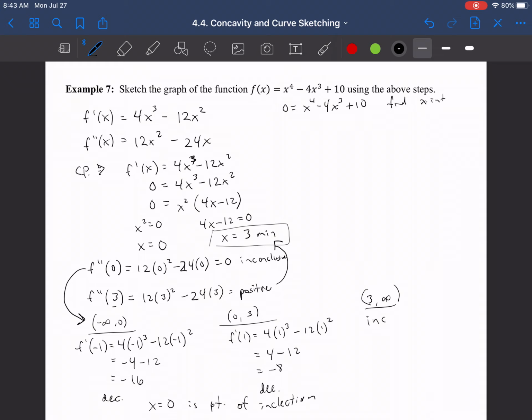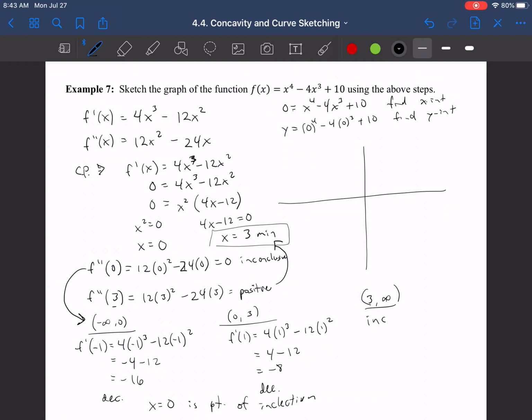You can also then go through and find where y is when x is 0. So this would be 0 to the 4th minus 4 times 0 to the 3rd plus 10. So obviously that's just going to be a 10, so that one's pretty easy for a y-intercept. But anyway, you're going to find these points and you're going to go do it. I'm going to sketch it a little lighter here just because this is getting really long.